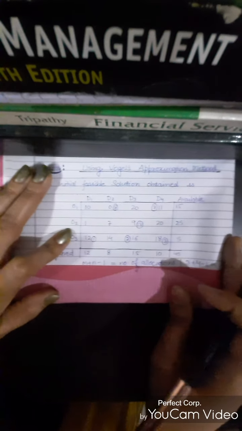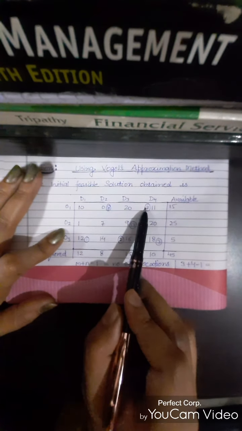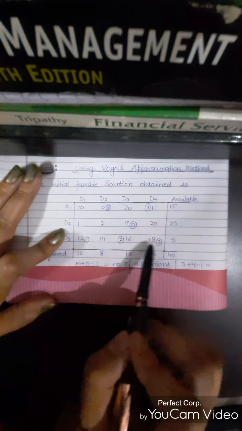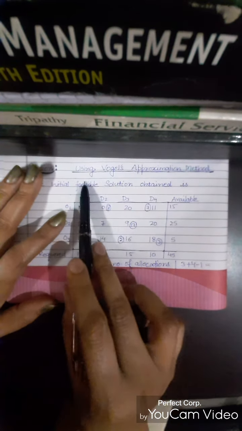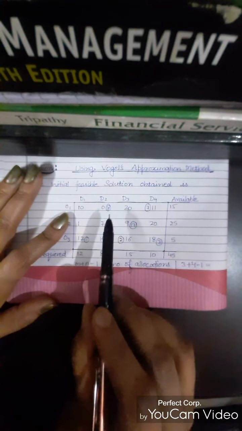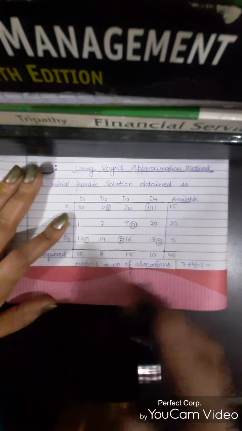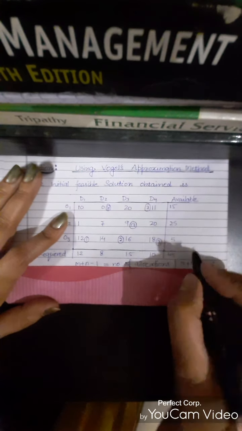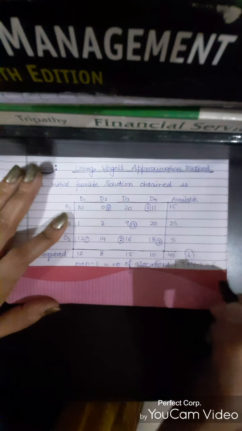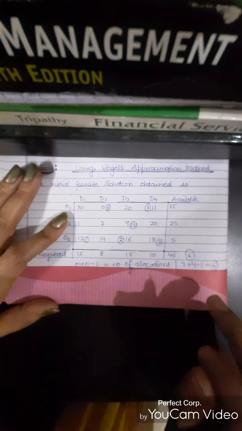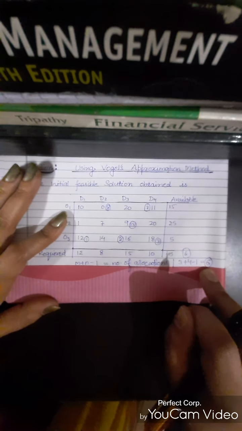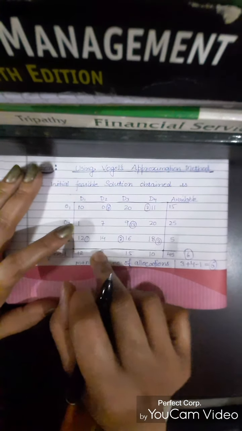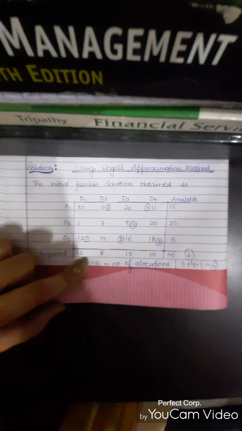The number of allocations are 1, 2, 3, 4, 5, 6. All the circled values are allocations we got by using Vogel's approximation method. So the number of allocations we got is 6, and on solving m plus n minus 1, you will get 6. So this sum and the number of allocations are the same, so we can say that there is no degeneracy problem in the given situation.